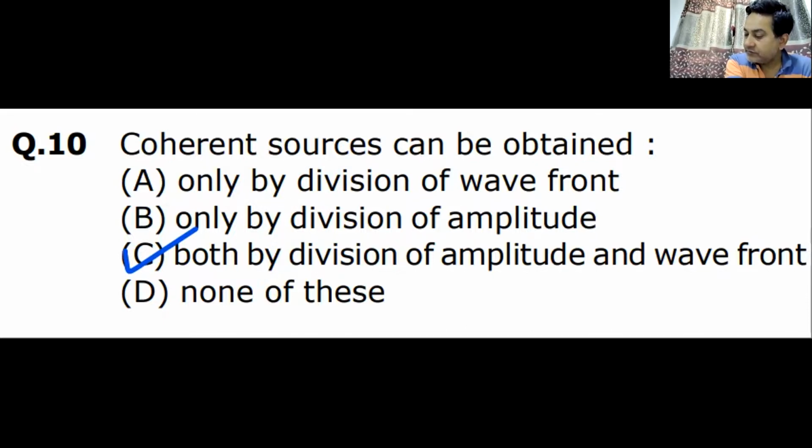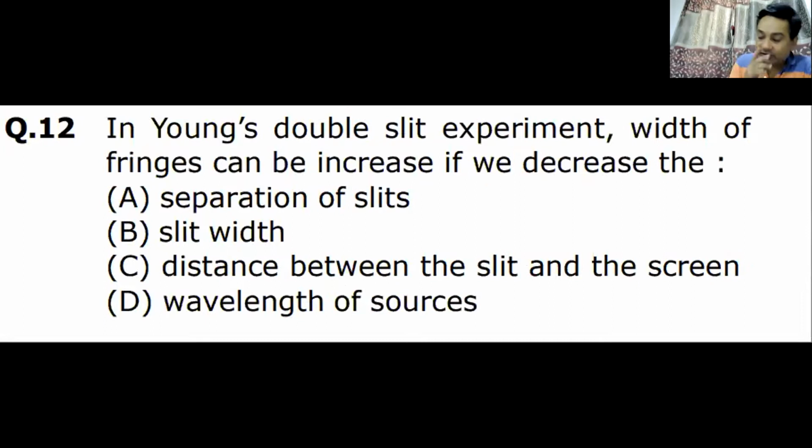Here comes the next one. And the next one is like this. Let me see, can I get an answer for this one? In Young's double slit experiment, YDSE, you have to increase the width of the fringes. Width of the fringes can be increased if we decrease A, B, C, D. And I'm waiting for your answers.